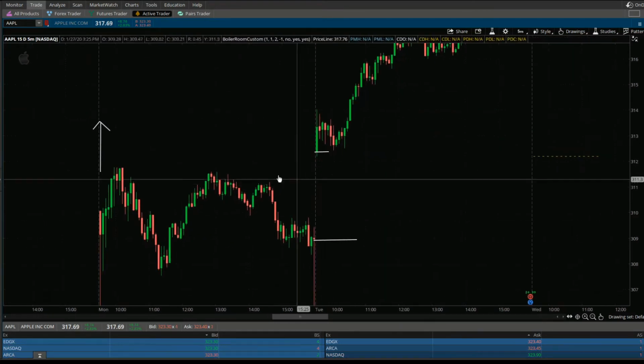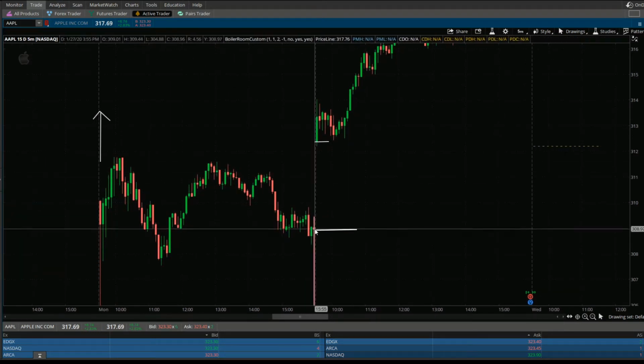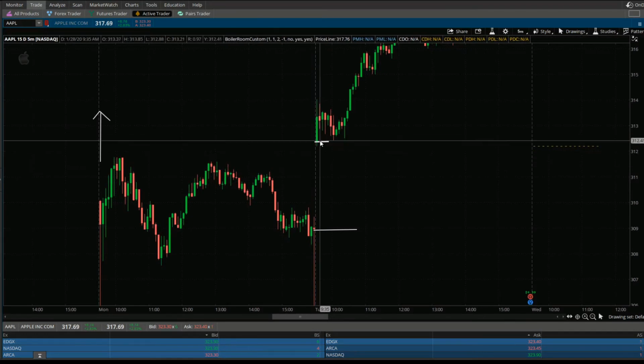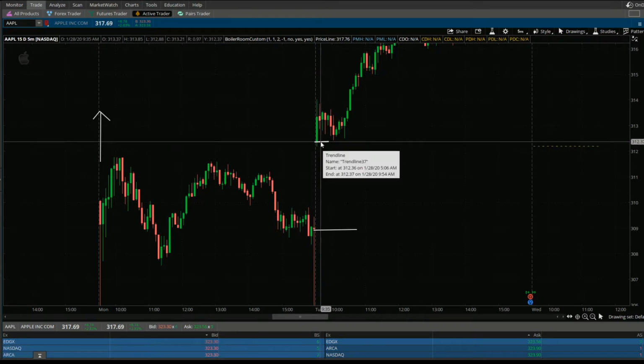So what I want to talk about really quick is the first thing we need to do is look at support and resistance. We closed here, we opened here, we have a huge pre-market, we have a huge gap between the previous day close and today's open.